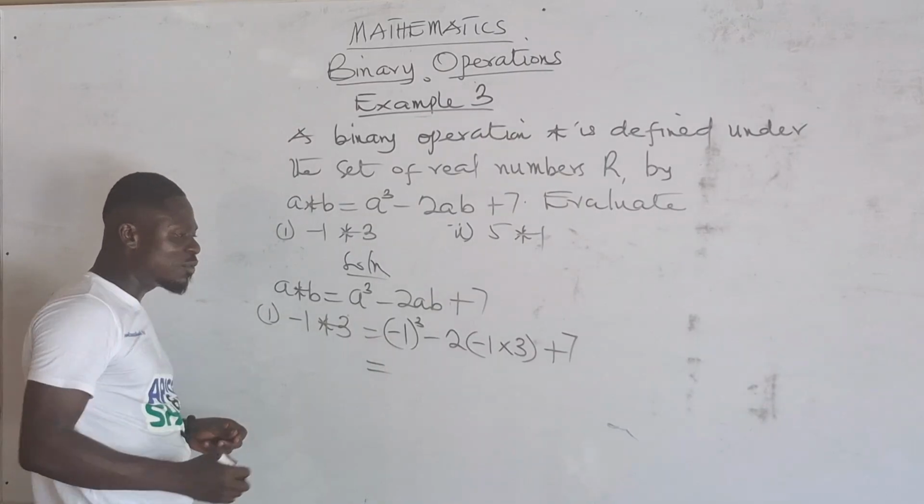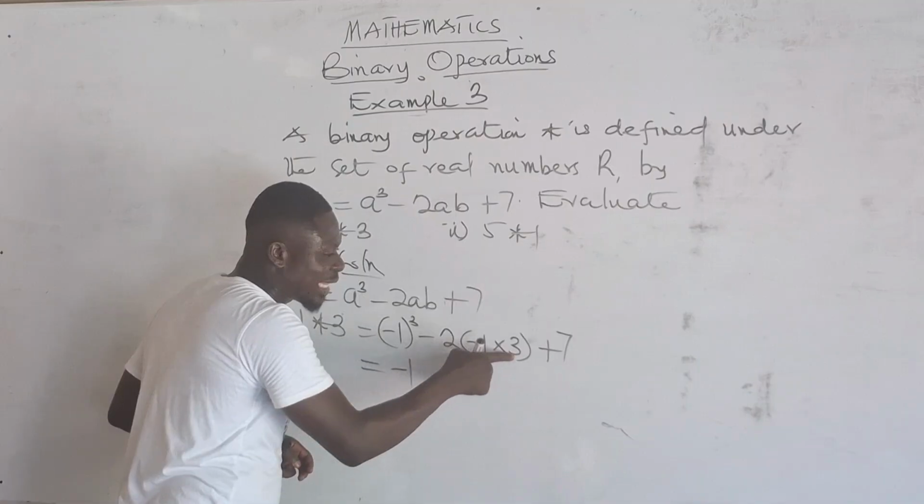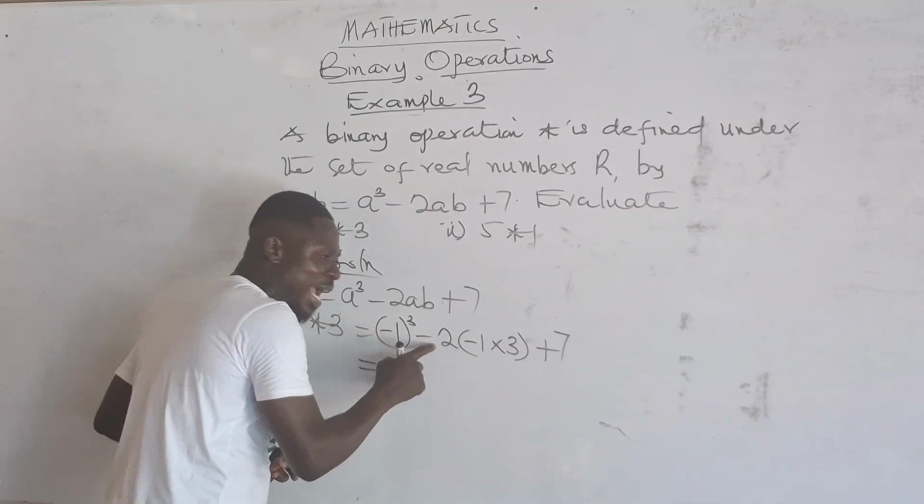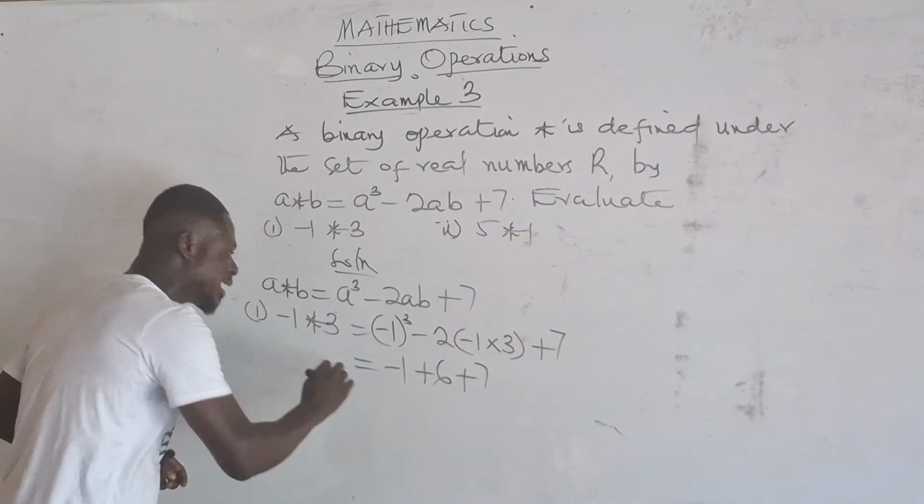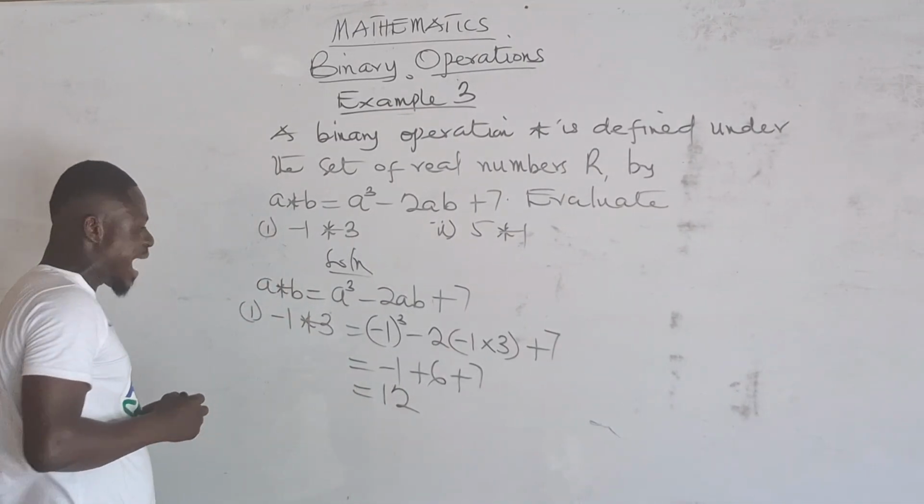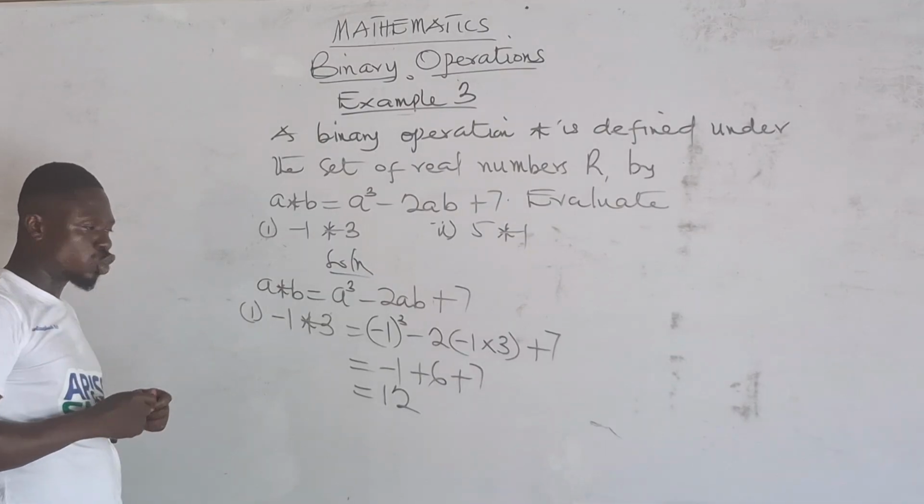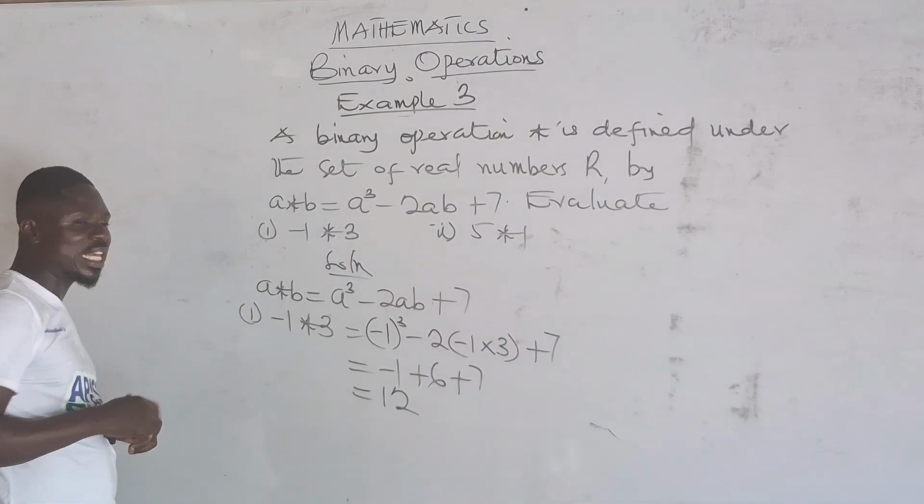The cube of negative 1 will be negative 1. Multiplying negative 1 by 3 will be negative 3. By negative 2 will be positive 6 plus 7. At this point, adding all will be 12. So we have the answer as 12 for the example I, or the first expression.